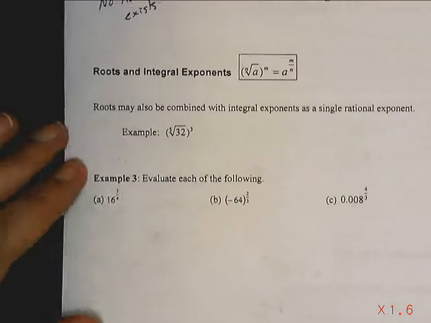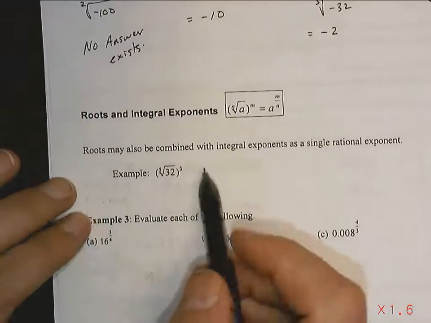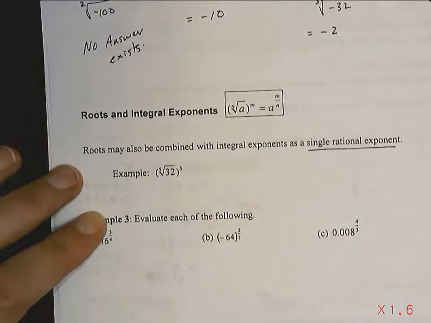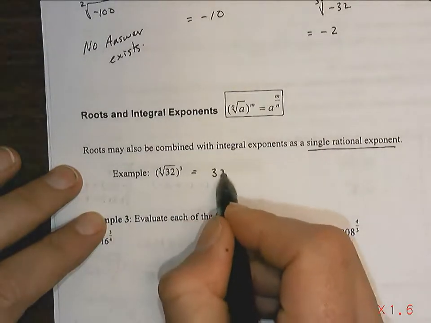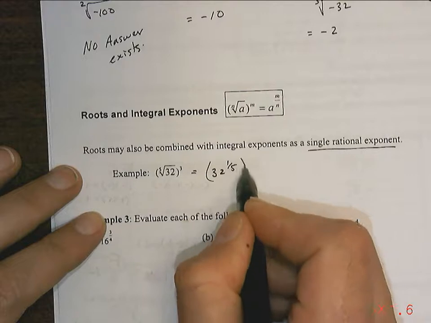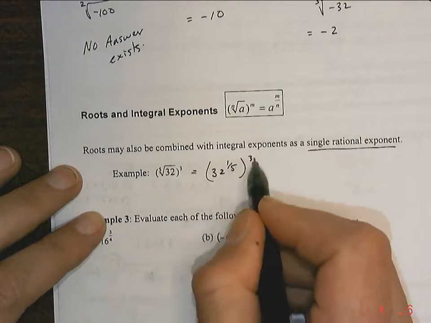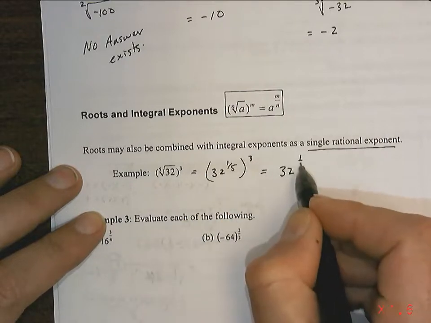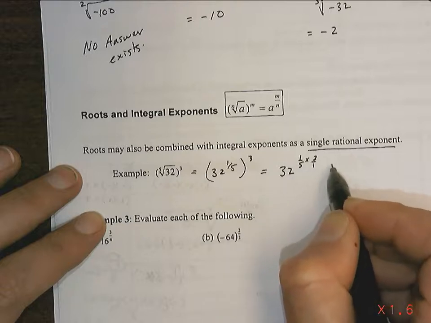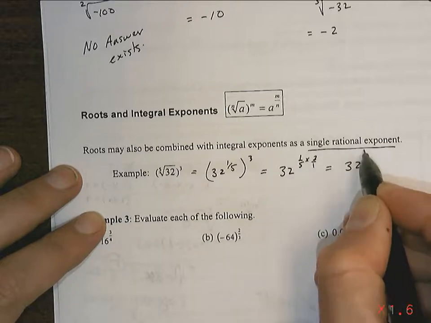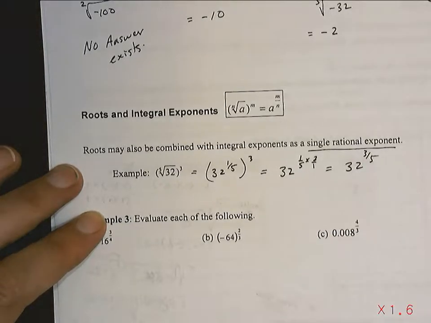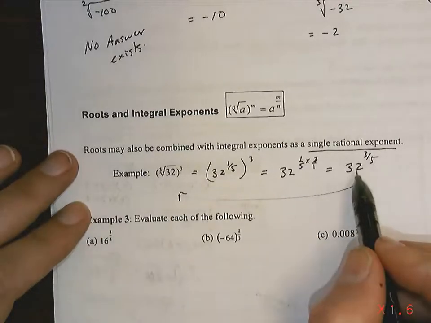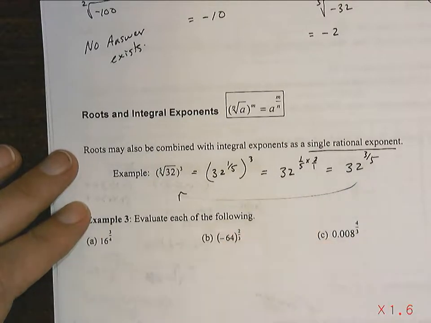So first of all, this first question is asking me to take this and make it a single rational exponent. Well, this would be 32 to the 1 over 5, to the 3. And then the exponents would multiply, which would be 1/5 times 3 over 1, which is 32 to the 3 over 5. Now, what we're going to be doing is going the other way. We want to take 32 to the 3 over 5 and move back to this.